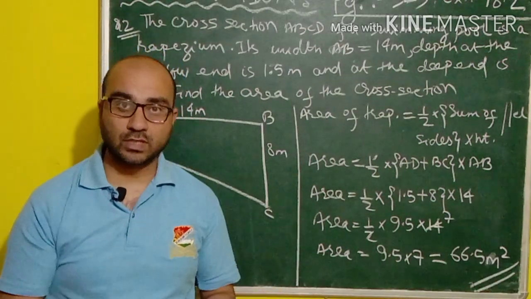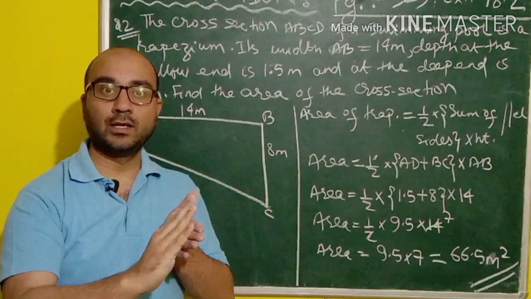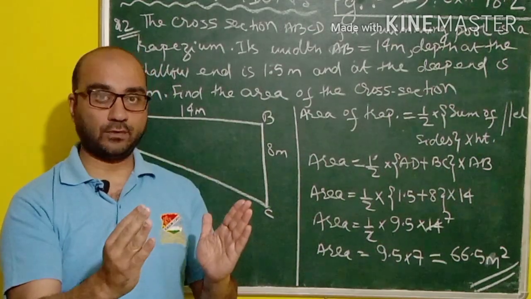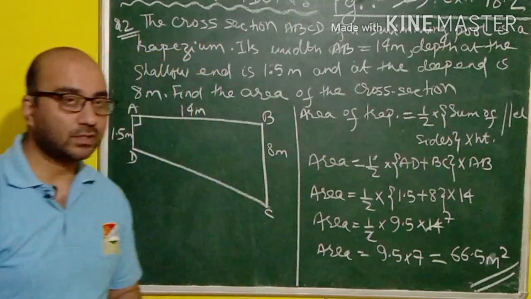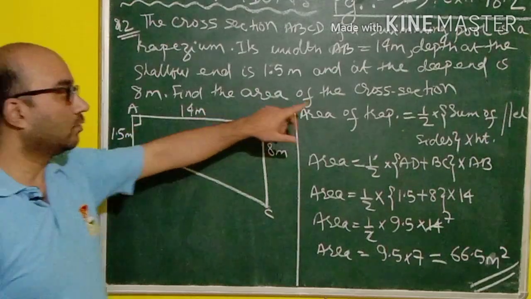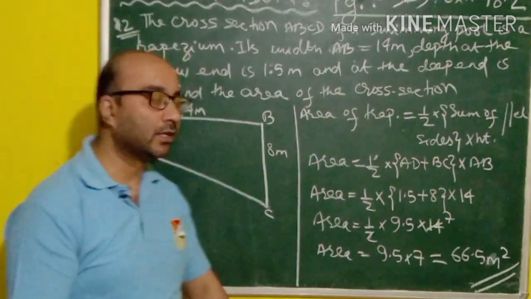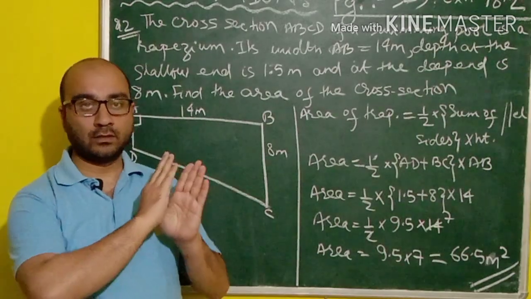So what does cross section mean? If you cut it and then see it from the front, that is the meaning of cross section. Why am I explaining the meaning of cross section? Because in this question we have to deal with cross section. There is a swimming pool, and we have taken the cross section.